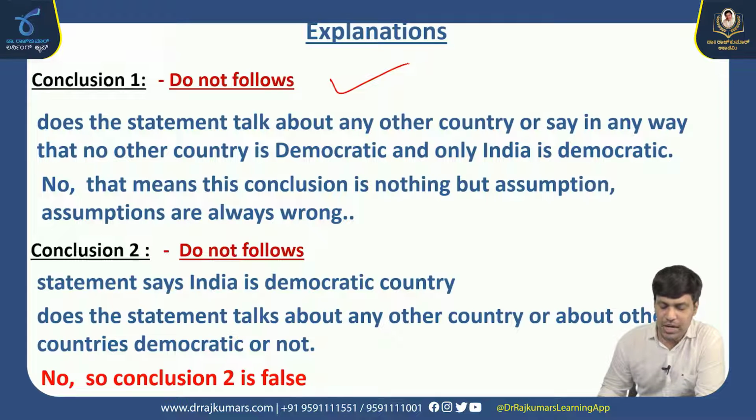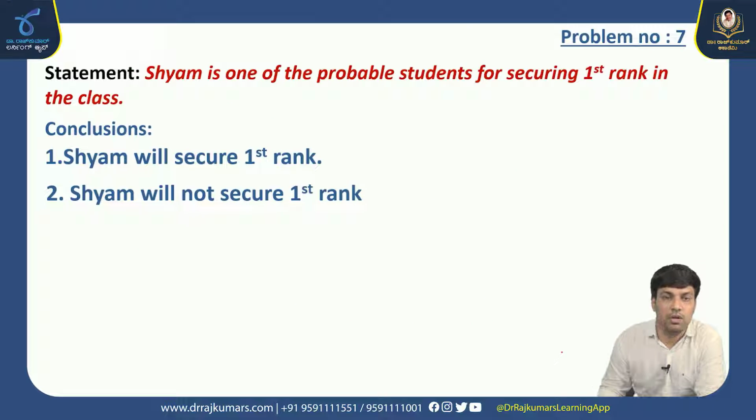Conclusion 2: the statement says India is a democratic country. Does the statement talk about any other countries being democratic or not? Here we are comparing India with other countries. As we know, the comparison part is not a valid sense. So here conclusion 2 also does not follow. Moving on to our next problem.